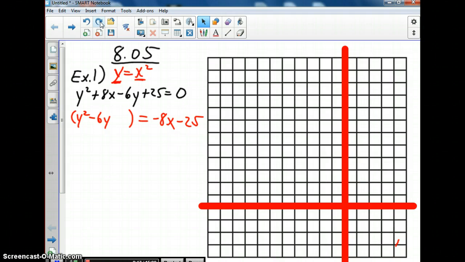Okay, now let me ask you something. Can you complete the square now with the y's? Yes. Okay, what would you use to complete the square? 9 is right. So you're going to add 9 inside the parenthesis, but you're also going to add 9 over here, which is just like what you've been doing on your homeworks. So add 9 on both of those, right?